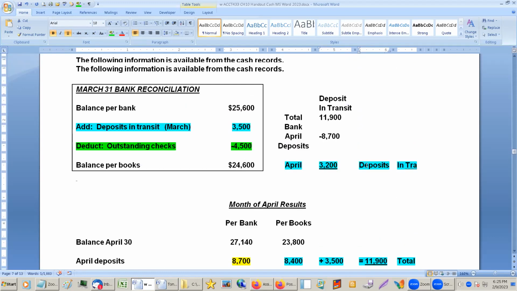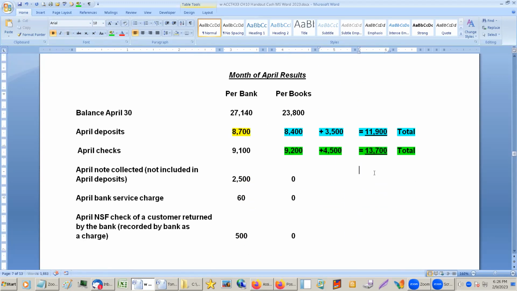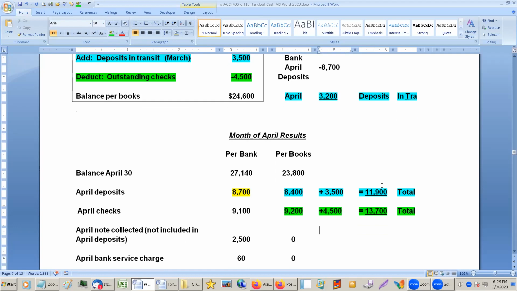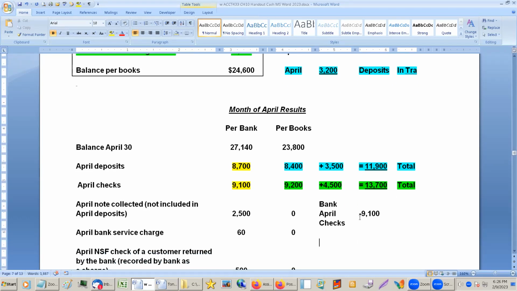All right, and do it down here, I guess. Actually, down here probably makes more sense to do it. So April, so with the bank April checks, 9,100. $4,600. Thank you. So this will be our April outstanding checks.